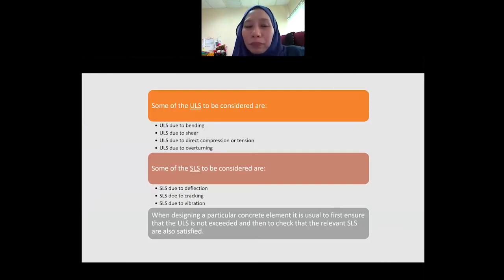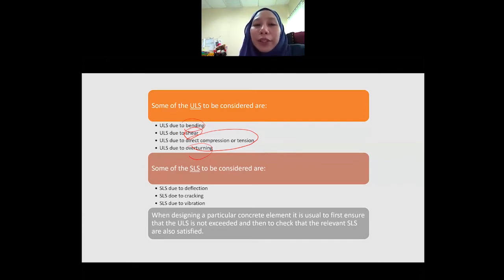Okay. So some of your ULS to be considered. We have 4 here for ULS and 3 for SLS. Okay, so ULS due to bending, shear, direct compression, tension, and overturning. What does it mean by, okay, so bending, shear, overturning, semua ni. Okay, this is all caused by the loading. Okay, semua ni loading punya kerja lah. Kenapa ada bending, kenapa ada shear, kenapa ada direct compression, tension, kenapa ada overturning.